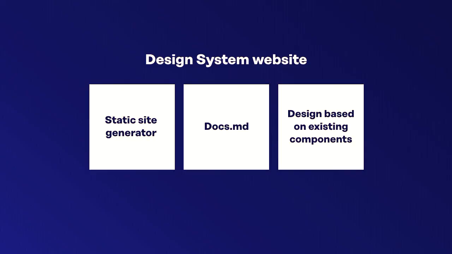So yeah, let's pull it all together and see what a finished product looks like. We've got the design system website. It can be produced using KSS Node, Storybook, or, if budget allows, a custom static site generator. Documentation should be extensive and ideally written in Markdown and committed to the code base. And the design of the website can use existing components from the design system combined with a few bespoke elements to make a unique product.